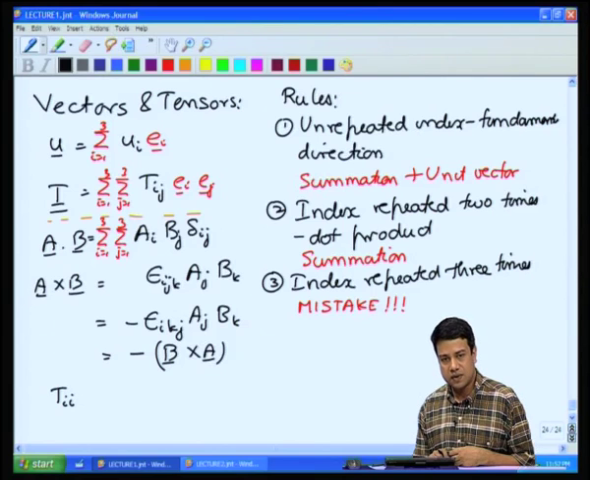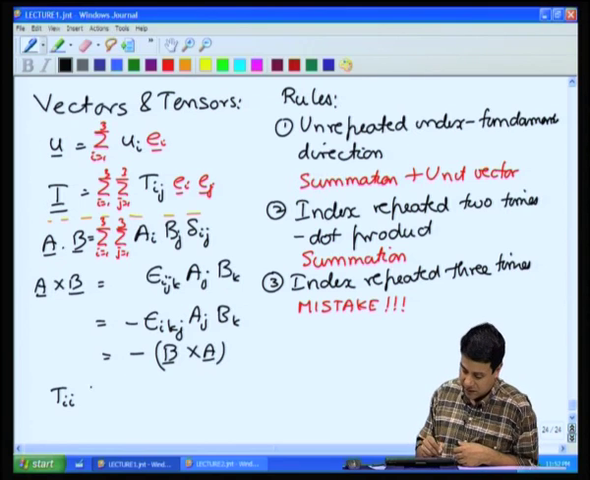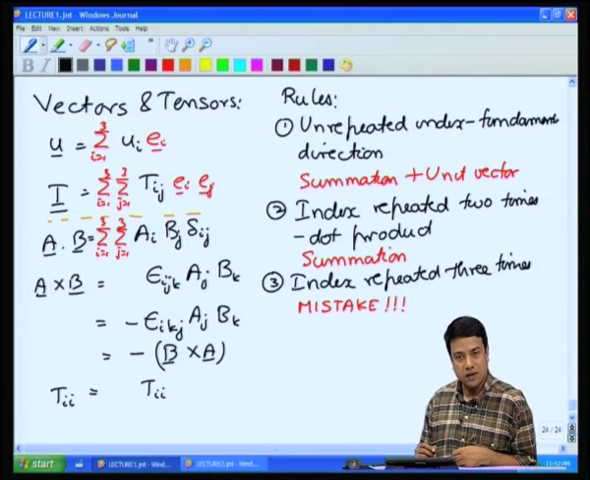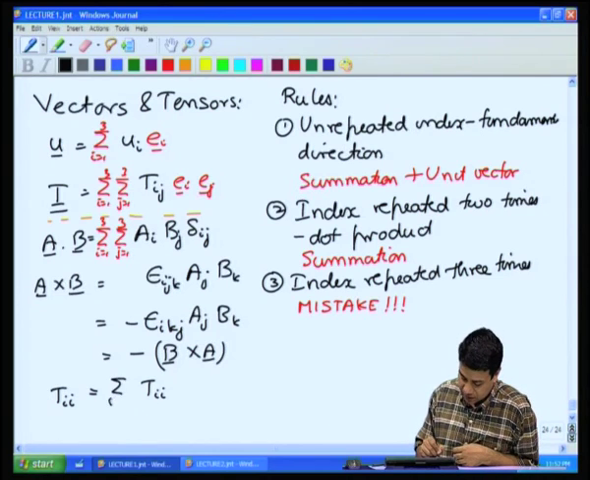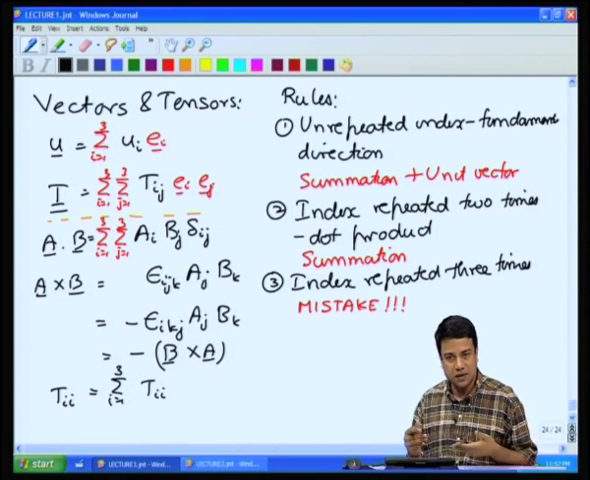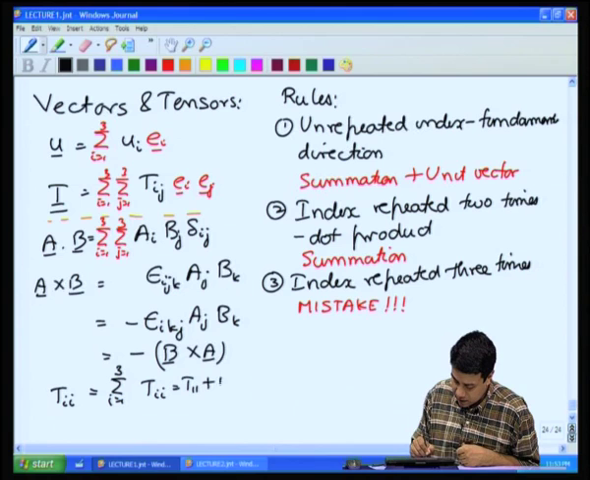In this case, there is one index that is repeated within the same tensor 2 times. So, if I expand this out, for this particular index, I am going to have one summation and no unit vectors, because there are no unrepeated indices. Okay, summation i equal to 1 to 3. This is a scalar, one summation. So, this is equal to T11 plus T22 plus T33.